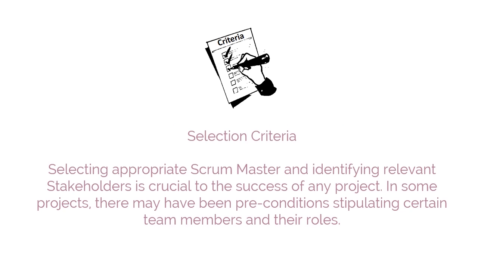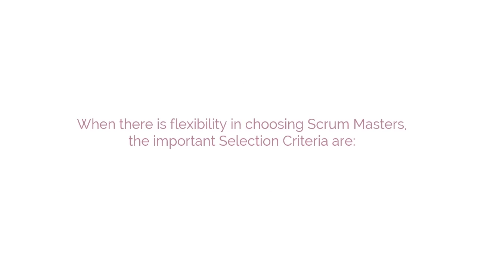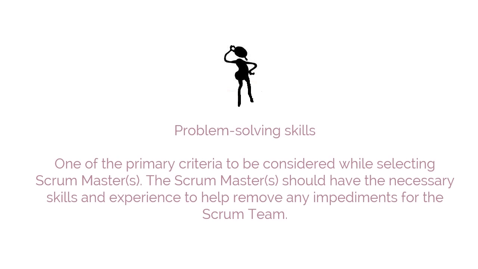Selection criteria. Selecting appropriate Scrum Master and identifying relevant stakeholders is crucial to the success of any project. In some projects, there may have been preconditions stipulating certain team members and their roles. When there is flexibility in choosing Scrum Masters, the important selection criteria are problem-solving skills. This is one of the primary criteria to be considered while selecting Scrum Masters.